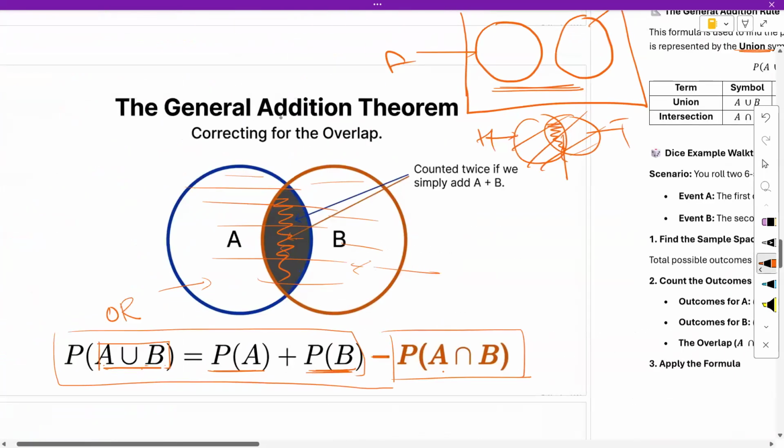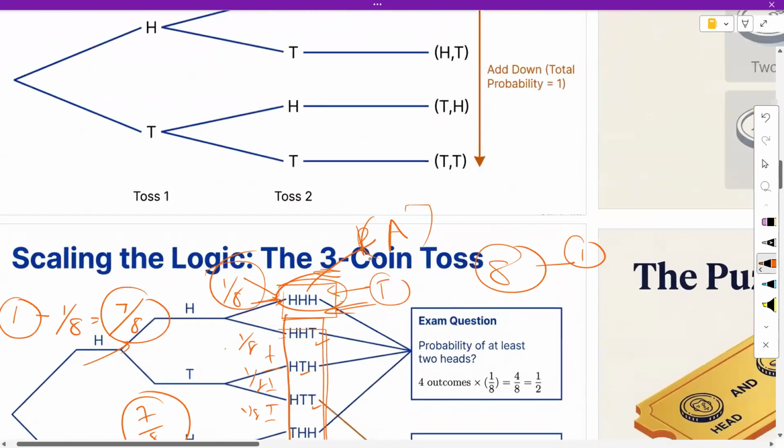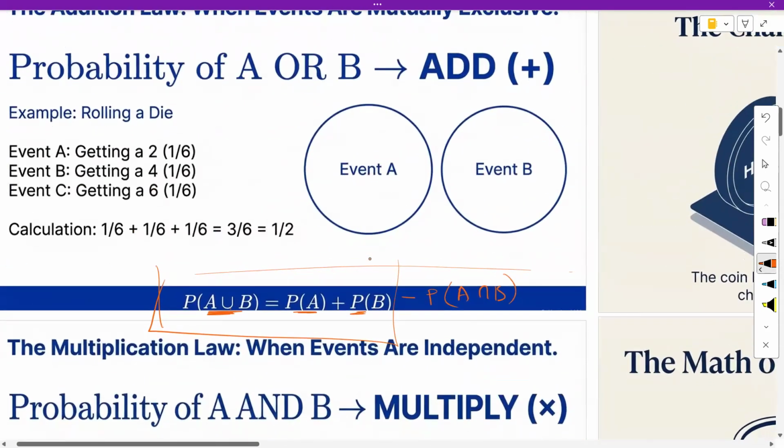So look at the Venn diagram here. This is not mutually exclusive, but for this formula, this is mutually exclusive. There's a gap, since it has no common area. Look here.